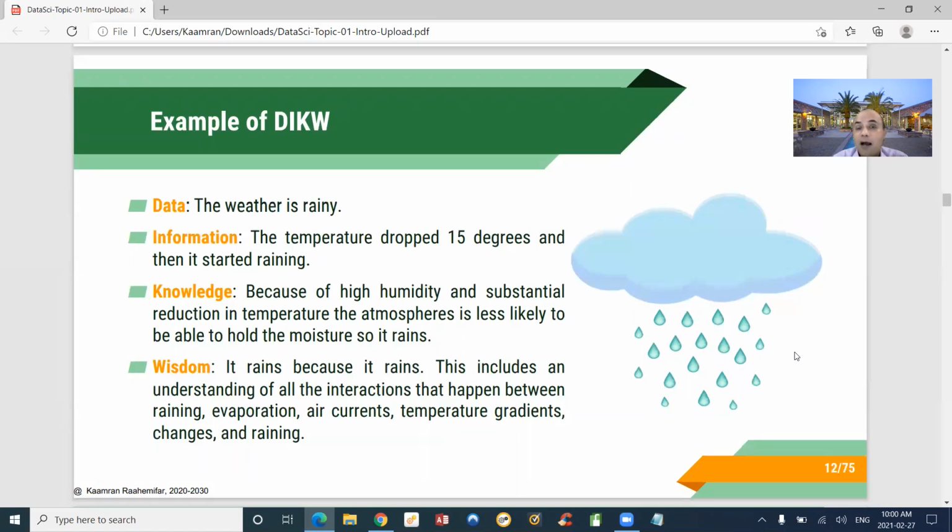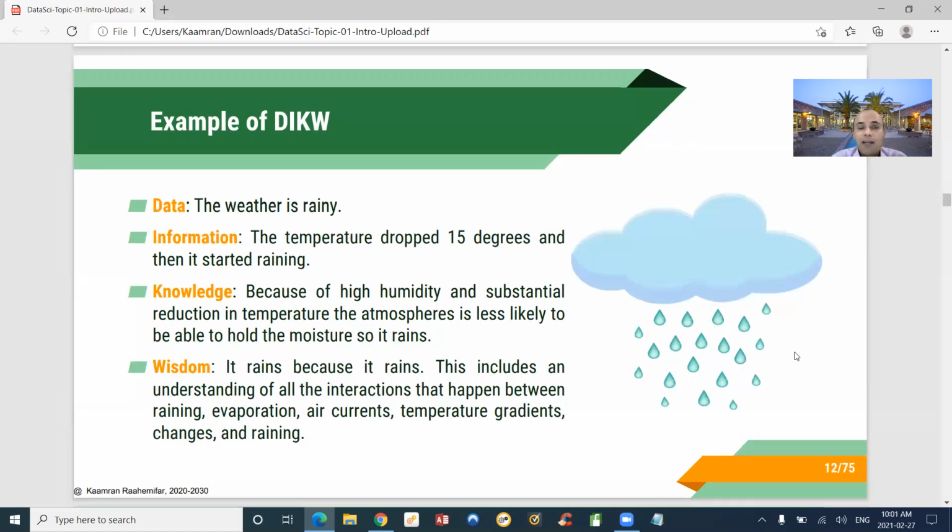Knowledge: because of the high humidity and substantial reduction in temperature, the atmosphere is less likely to be able to hold the moisture, so it rains. This is coming from the past. We had this in our memory bank. This was a conclusion we made in similar situations in the past. Is it true now for this particular case, for this particular location? We have to see, we have to examine that.